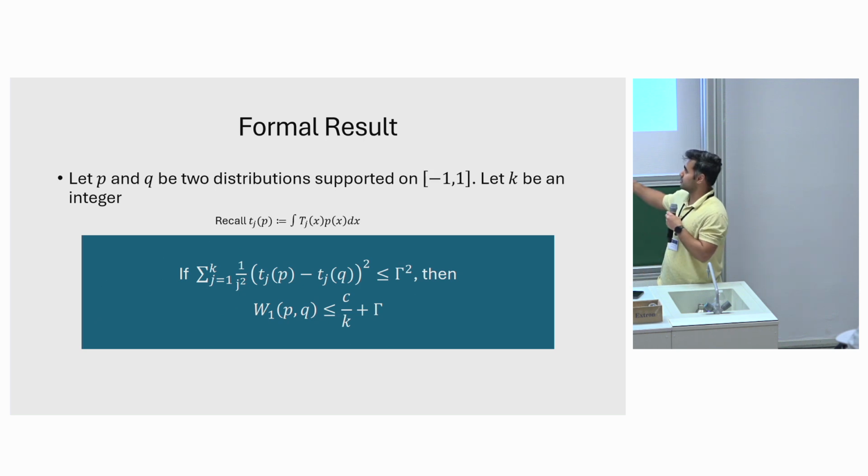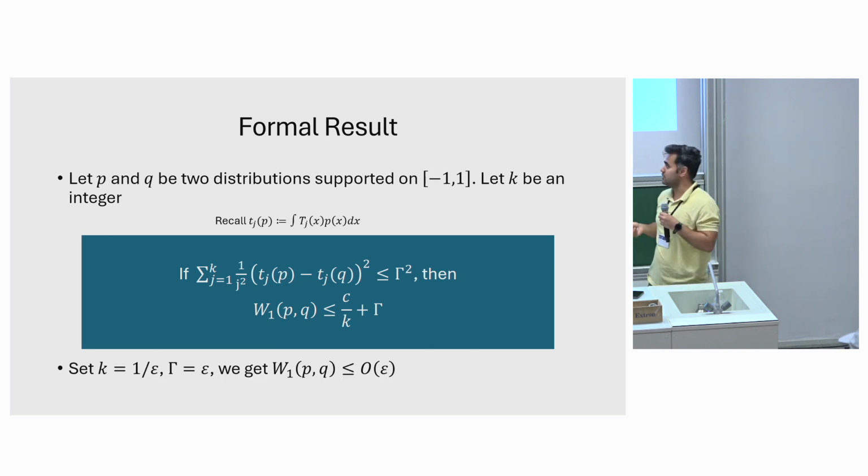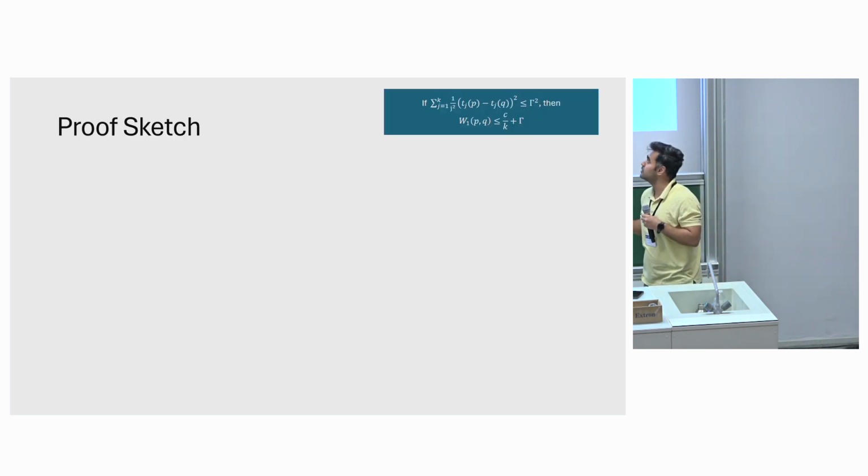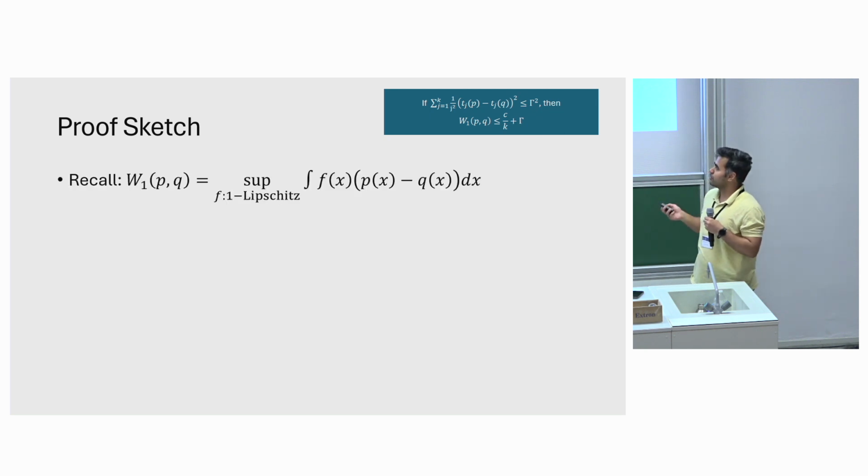So there's an inherent trade-off. If you choose k to be very small, then the c over k term would be big, but you might be able to control the gamma term, and vice versa. In particular, setting k equal to 1 over epsilon and gamma equal to epsilon, the Wasserstein distance is order epsilon. I want to give you a quick proof sketch of this.